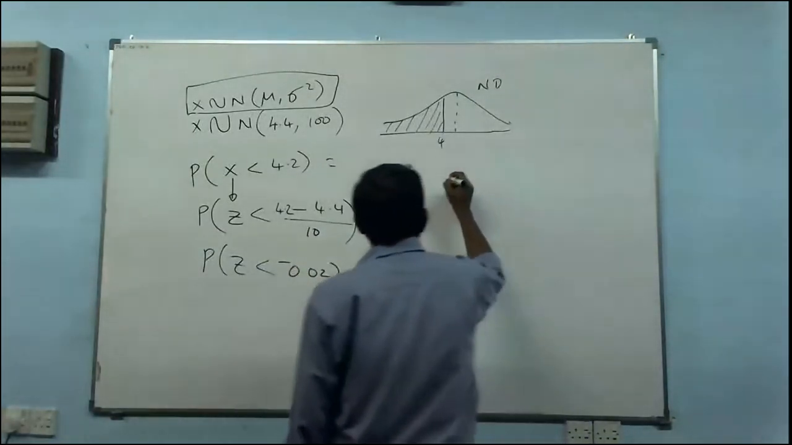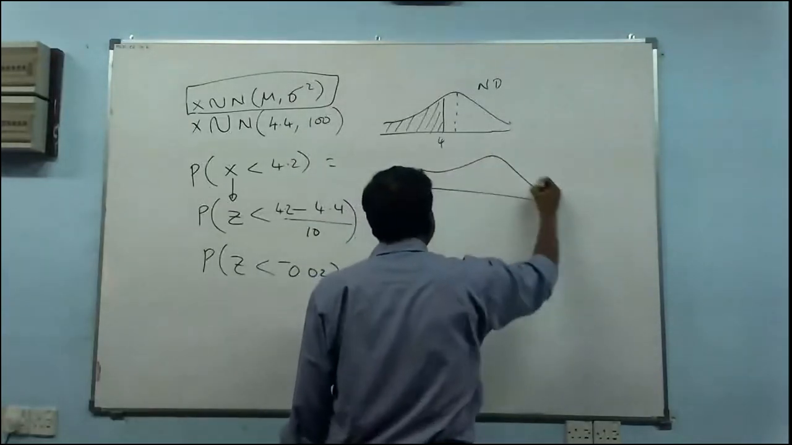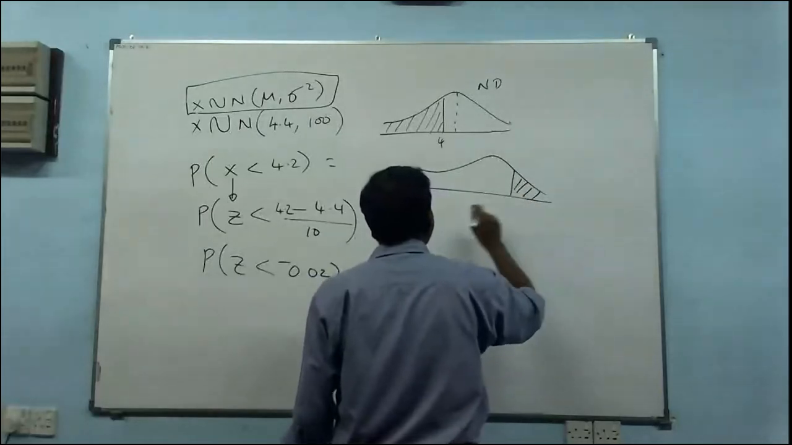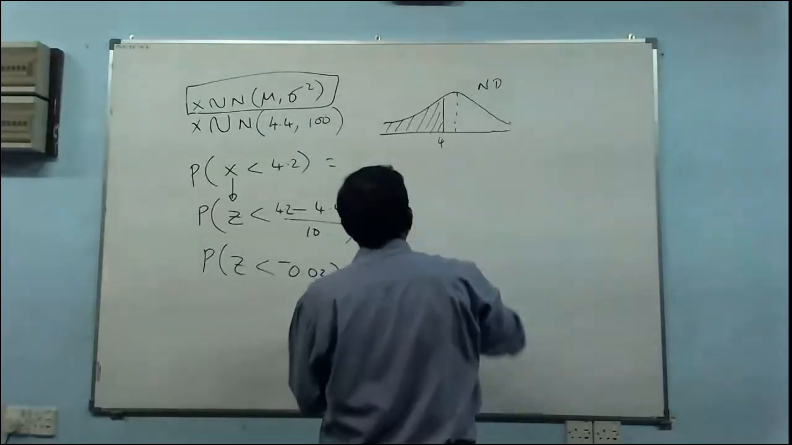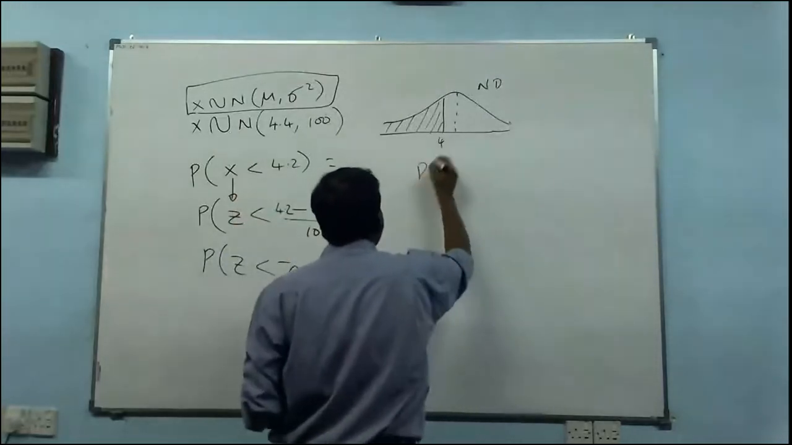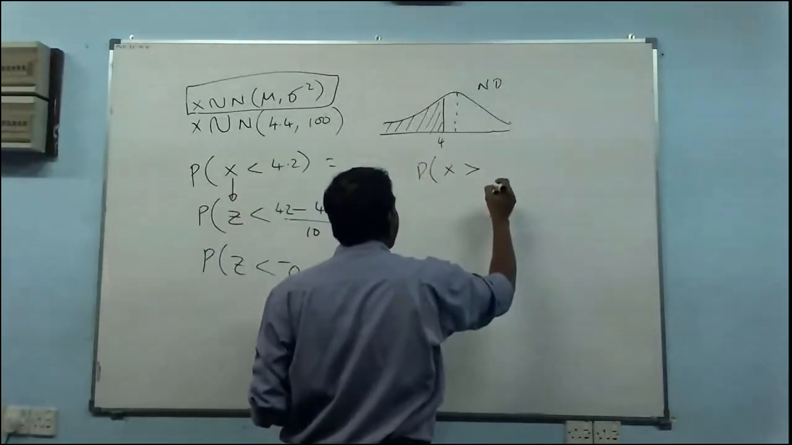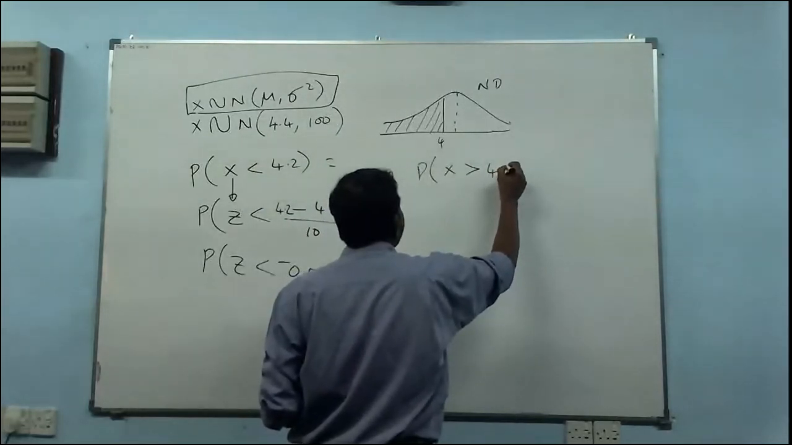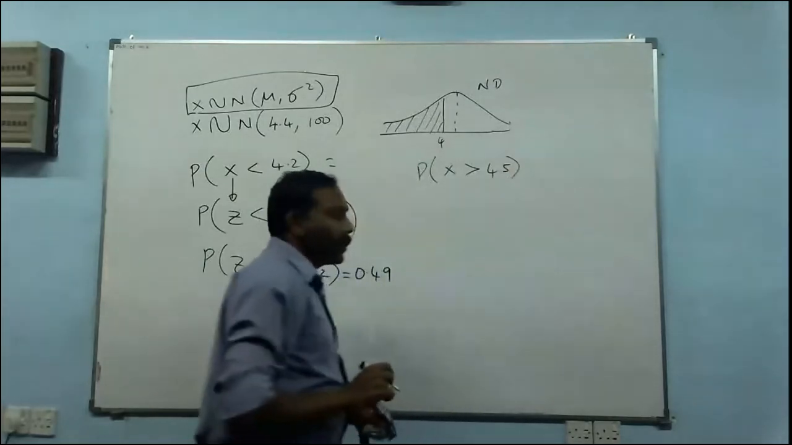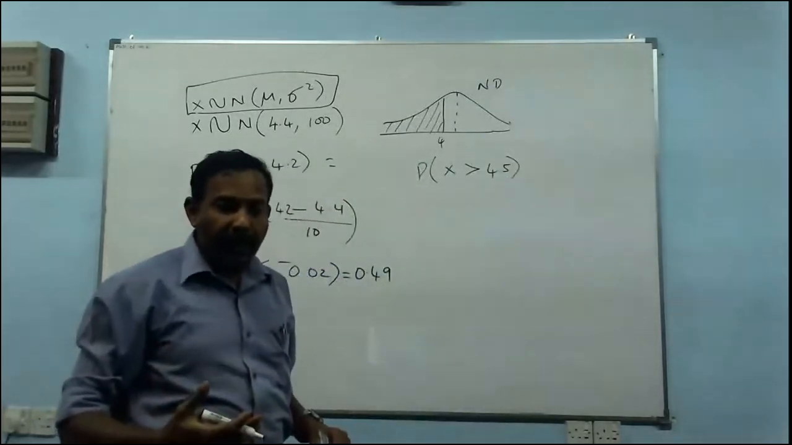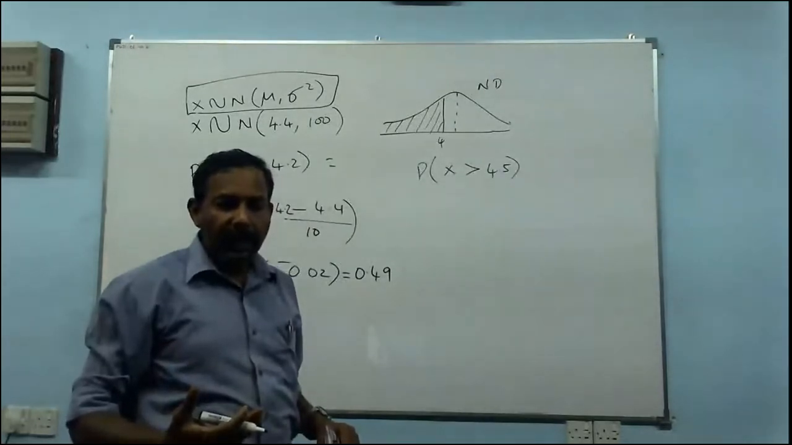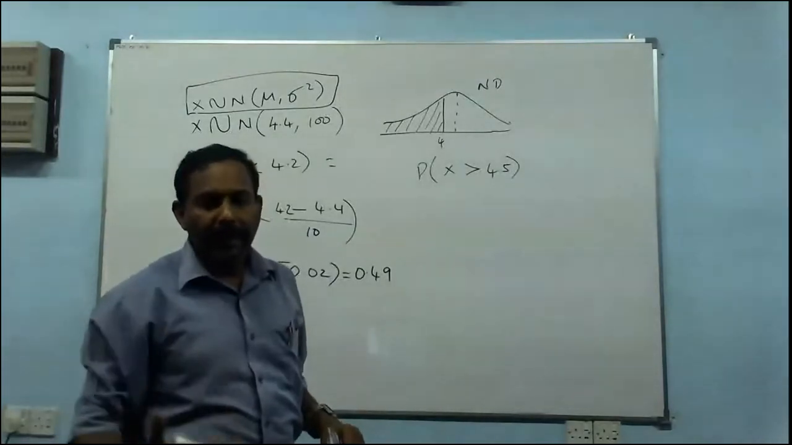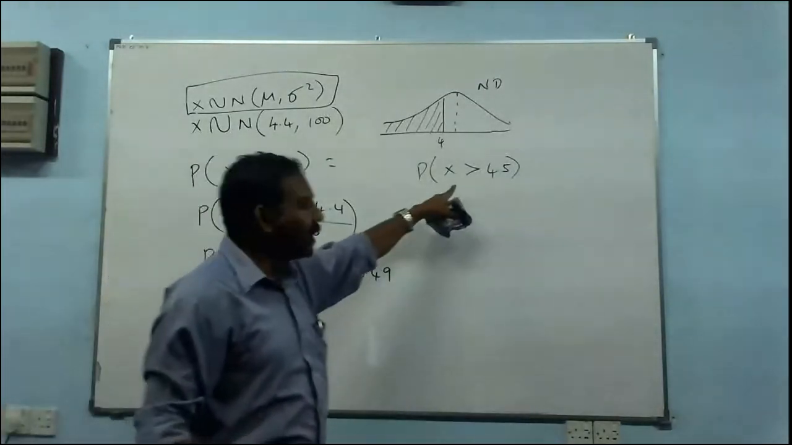Right. Now find out the same question. Use the same information. What is the probability of X greater than 4.5? So what is the proportion of farmers producing on an average more than 4.5 metric ton per hectare in Sri Lanka? So that is the question there.